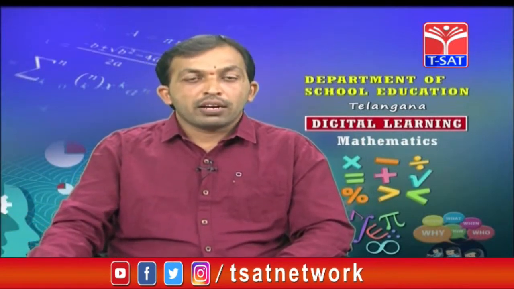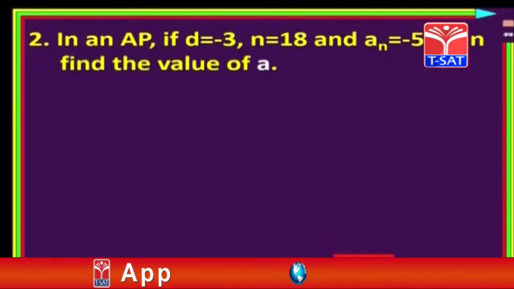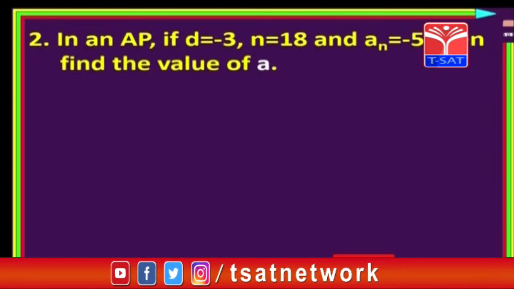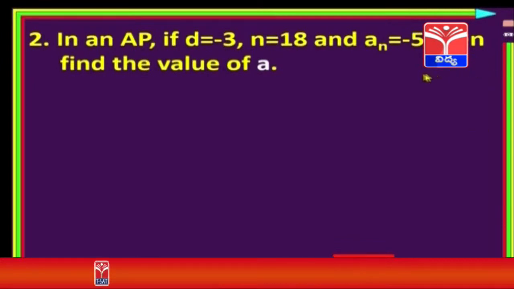Right. Next, second problem. In an AP, if D is equal to minus 3, n is equal to 18 and the nth term is also given, that is minus 5, then our aim is to find the value of A. In the previous problem we estimated the common difference. In this problem common difference, number of terms and nth term are provided. So we should find the value of A.